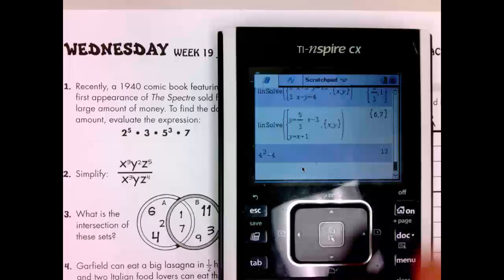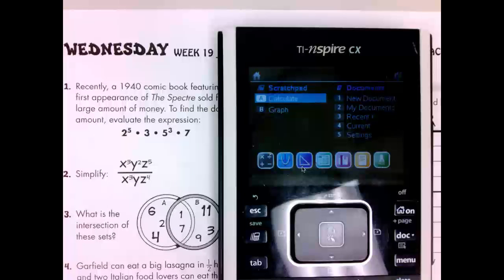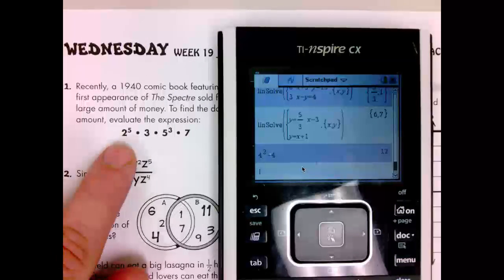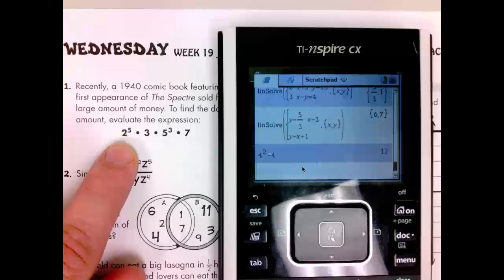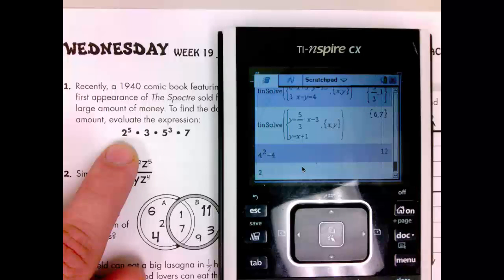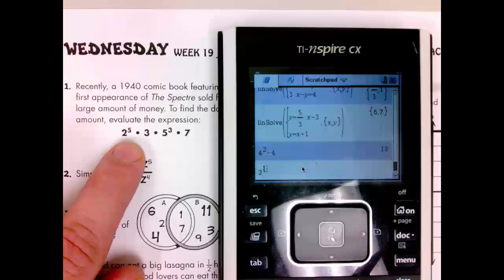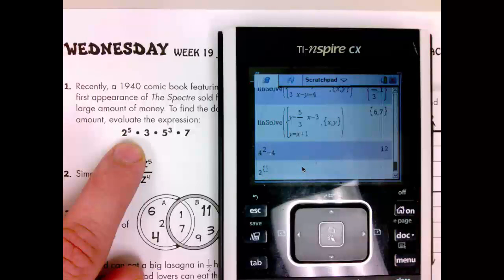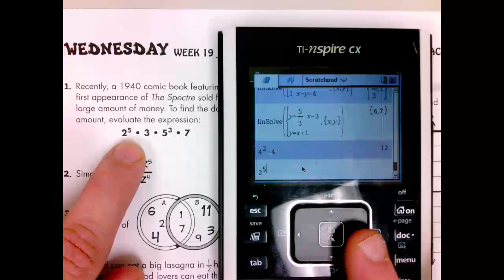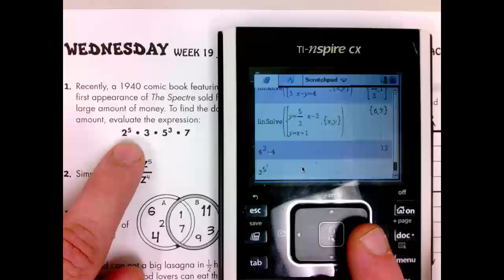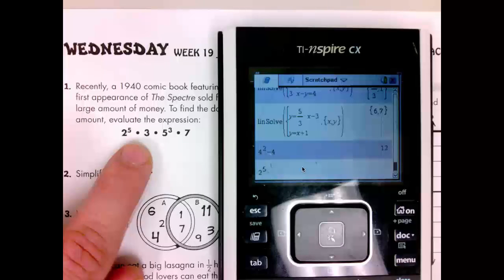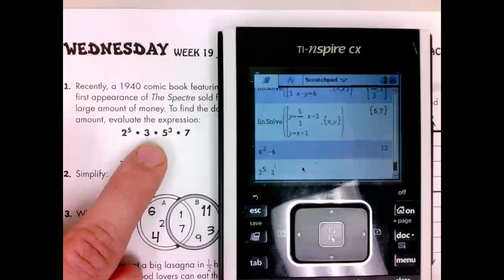Alright, from home screen, I'm going to go to my Scratchpad calculator A and enter in this expression, 2 to the 5th. 2, and then the exponent key is to the left of the number 4. You notice it puts the cursor in the exponent, 2 to the 5th. And I need to get out of the exponent, so I right mouse, times 3, times 5 to the 3rd power, 5 exponent 3 out of the exponent times 7.